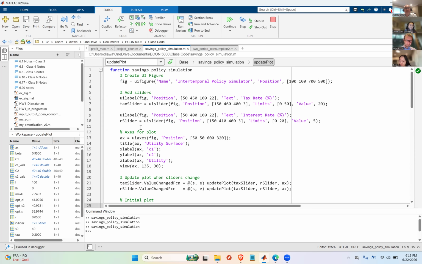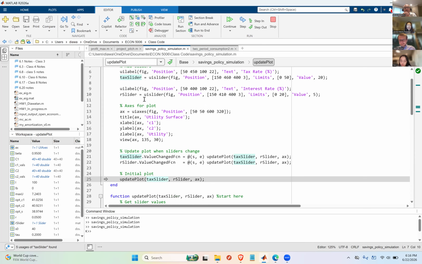Since it's pretty repetitive, I'm just going to stick with one of them. For example, line 6 and 7: line 6 defines the user interface label for tax rates, essentially where it'll be on the figure. And then the tax slider develops the slider itself, including its position and the limits. We're going to go from 0 to 50, as well as set a value of 20, which is what was previously done in two-period consumption and two-period consumption 2. I'm going to skip over the slider for the interest rate. All you need to know is that we started with a beta of 0.95, so 1 minus beta gets us our initial 5.